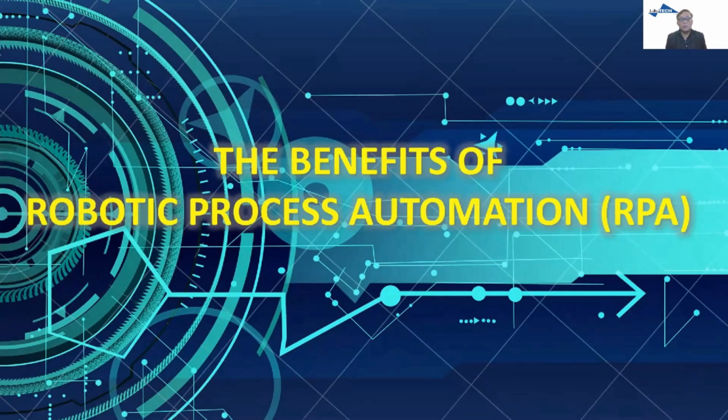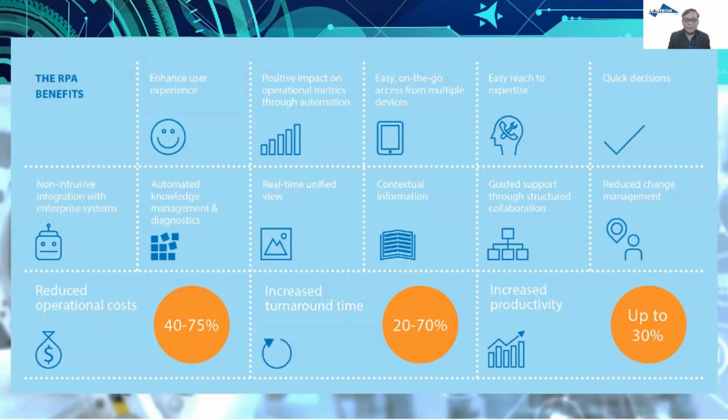Okay, the benefits. What are the benefits of robotic process automation? On this slide, these are the RPA benefits: enhanced user experience, positive impact on operational metrics through automation, easy on-the-go access from multiple devices, easy reach to expertise, quick decisions, non-intrusive integration with enterprise systems, automated knowledge management and diagnostics, real-time unified view, contextual information, guided support through structural collaboration, reduced change management, reduced operational costs, improved turnaround time, and increased productivity. As you can see, there are a lot of benefits if you apply RPA in your company.